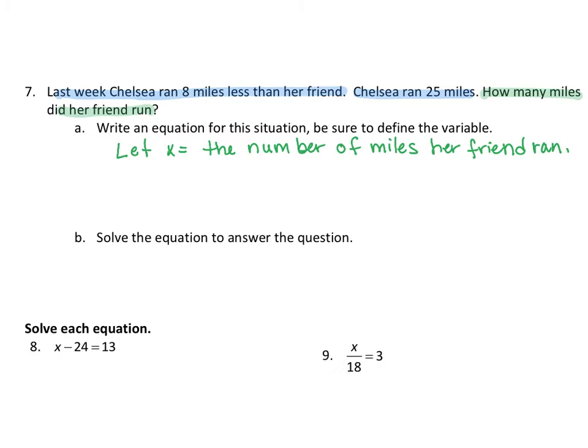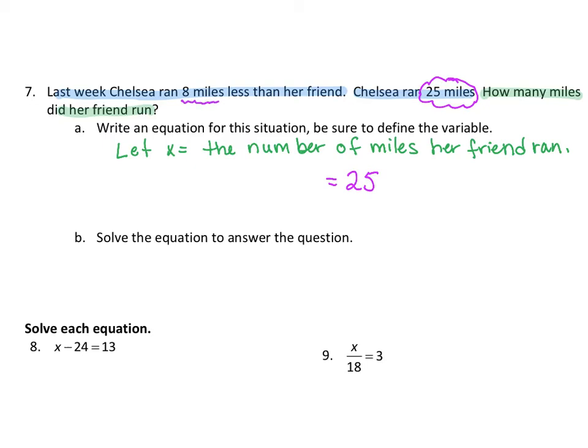Now, remember I always said focus on what the total is. Is there a total? Is there a sum? Is there some final value? And I think there is right here. Chelsea ran 25 miles. So we're going to set our equation equal to 25, and it doesn't matter which side that is on the equal.